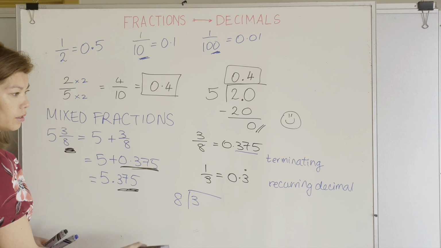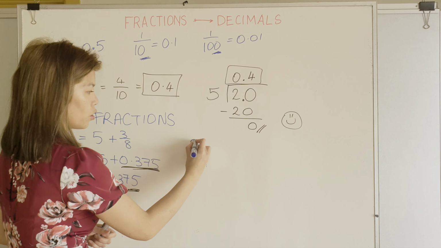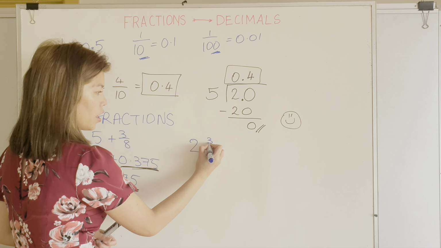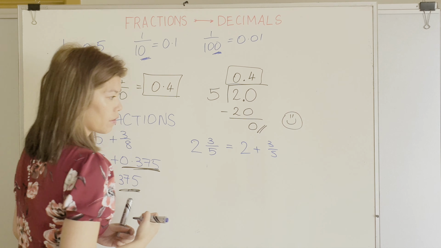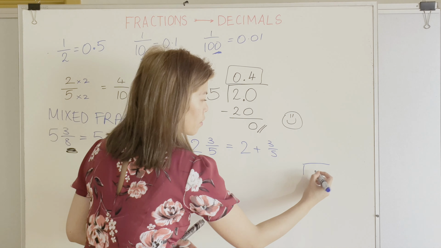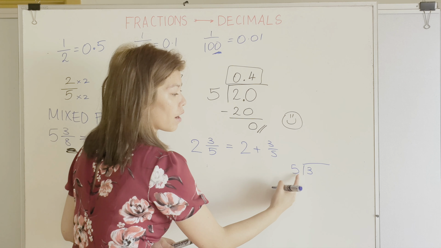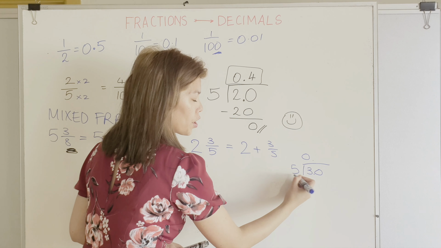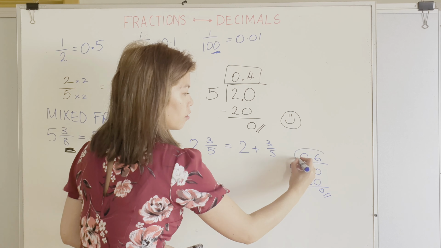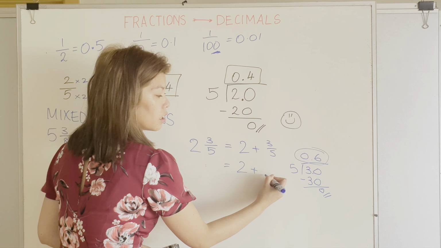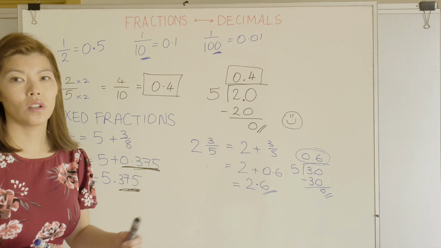Let's try one more example. I'm going to rub this side off. Let's do 2 and any random number really we can do. 3/5, which is equal to 2 plus 3/5. So we have to figure out the 3/5 bit. So the 3/5, we know is 0.6. If you know it off by heart, that's fine. But if you didn't know off by heart, we can work it out. 5 into 3 goes 0. 5 into 30 goes 6 times. 6 times 5 is 30. Remainder 0. So we have 2 plus 0.6. So our answer is 2.6. And that's how you change mixed fractions into decimals.